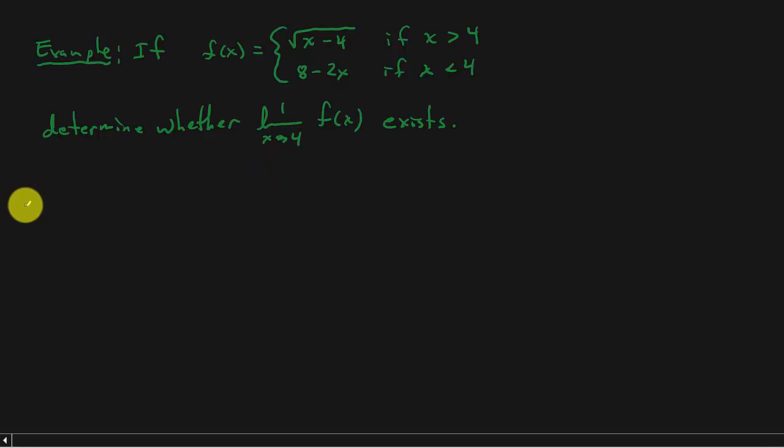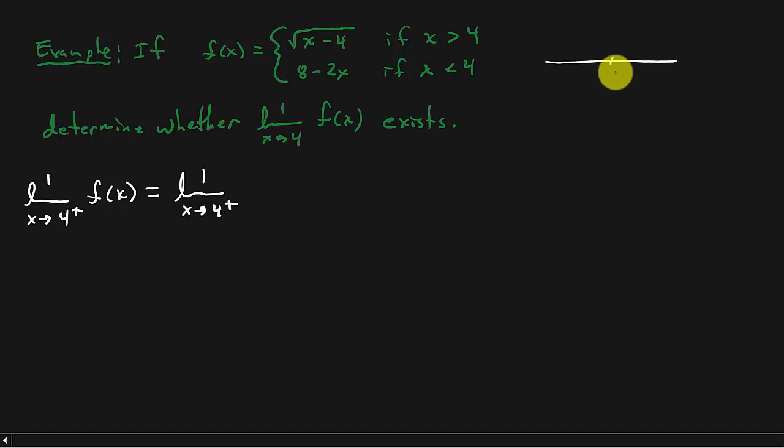So I've got the limit as x goes to 4 from the, let's just go in from the right, of f of x. Okay, so I'm calculating this as x goes to 4 from the right. So that's going to be the limit as x goes to 4 from the right of f of x. Now remember, I'm coming into 4 from the right hand side, so that's values that are greater than 4.